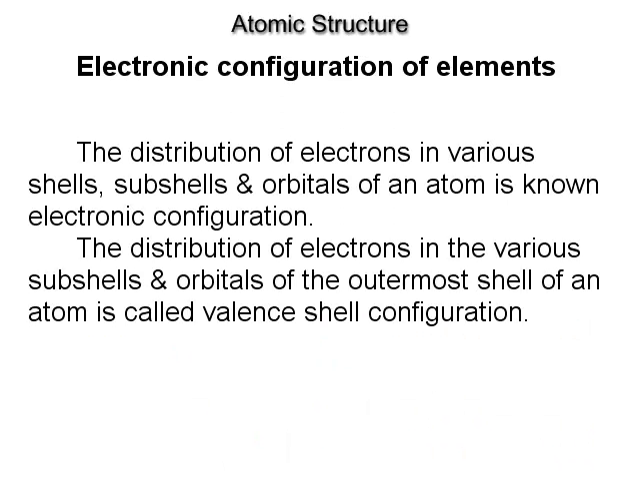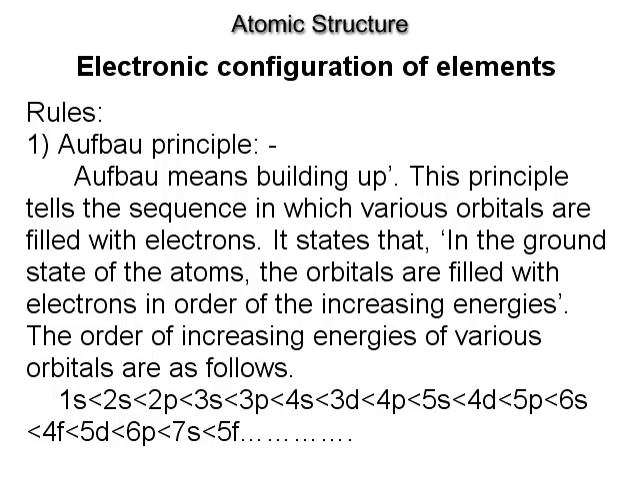Electronic configuration of elements. The distribution of electrons in various shells, subshells and orbitals of an atom is known as an electronic configuration. The distribution of electrons in the various subshells and orbitals of the outermost shell of an atom is called valence shell configuration. Electronic configuration is mainly explained by the following rules.